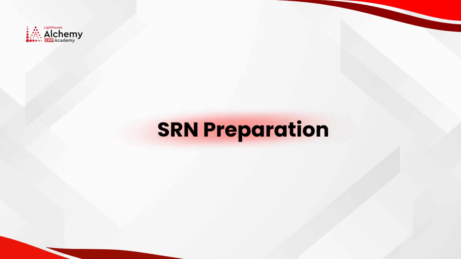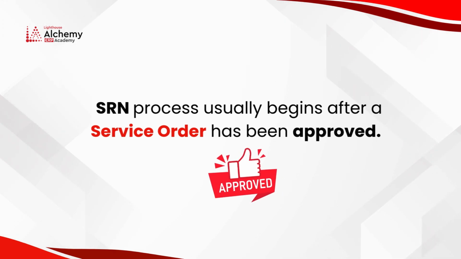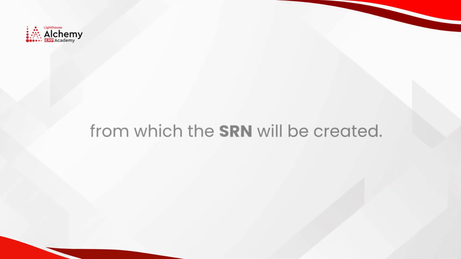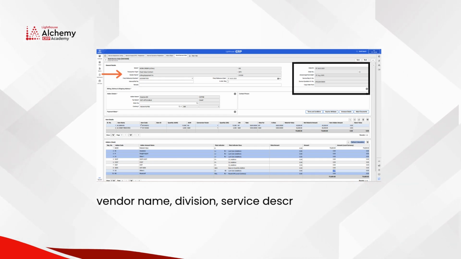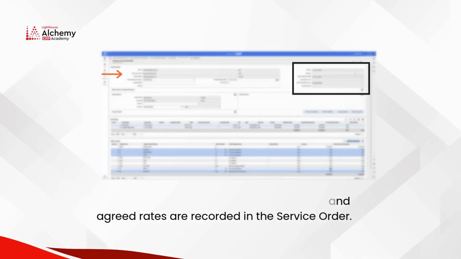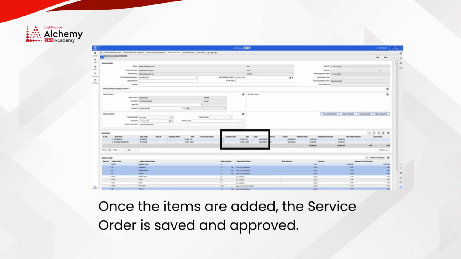SRN preparation. The SRN process usually begins after a service order has been approved. We'll start by looking at the service order from which the SRN will be created. Here, all details such as vendor name, division, service description, and agreed rates are recorded in the service order. From this service order, the SRN will pick up all essential information to avoid re-entry of data. Once the items are added, the service order is saved and approved.